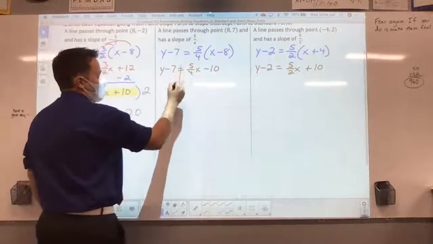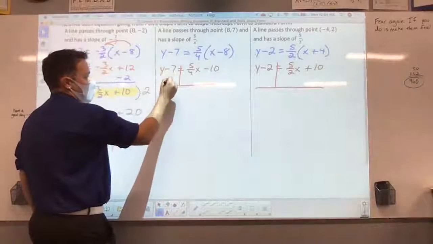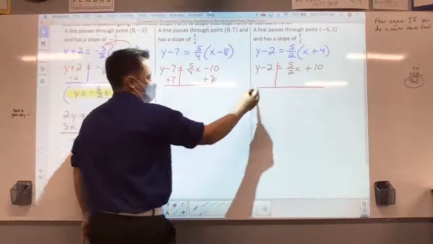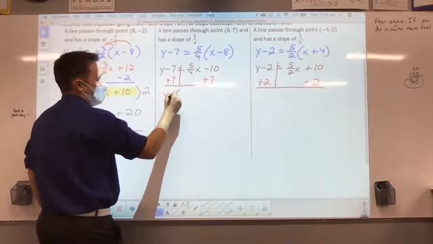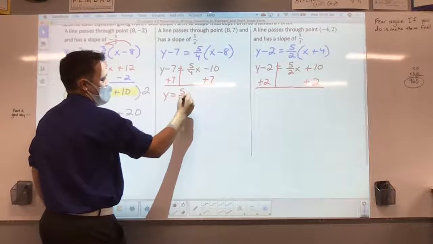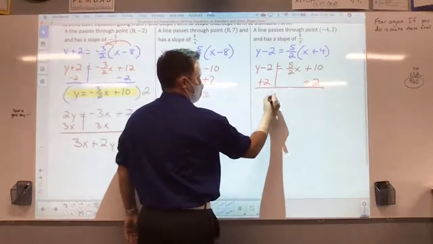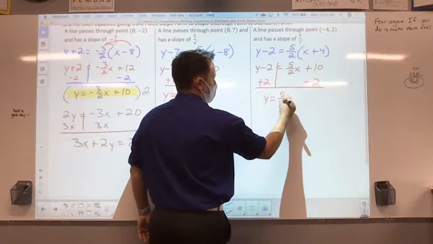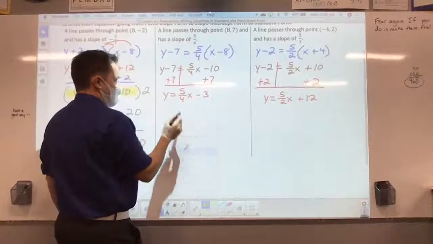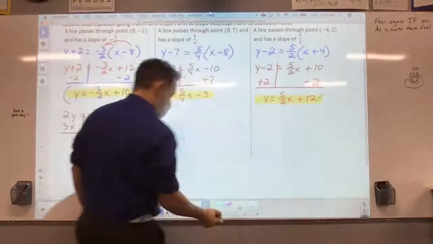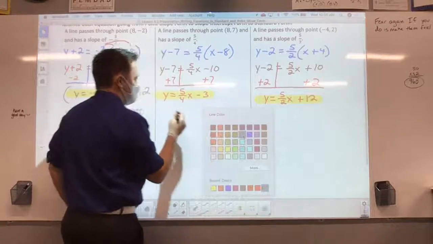Now, you do this with everything the same way. We know we're going to be doing add 7 on this one, and then we're going to add 2 on this one. And what do we get? y equals 5 over 4x minus 3. All right, and then this one would be y equals 5 over 2x plus 12. So there's our equations. Now, if you had a highlighter, you could highlight and say that's your slope intercept. And then you'd move on to the last piece of the puzzle, which is this one here.